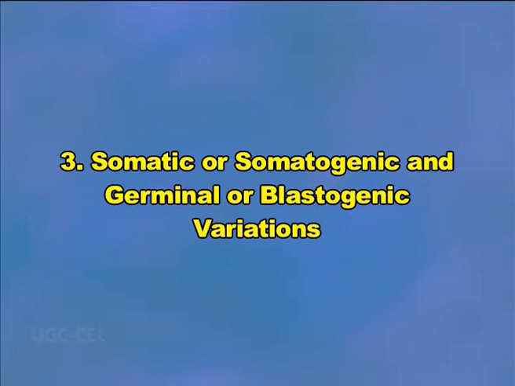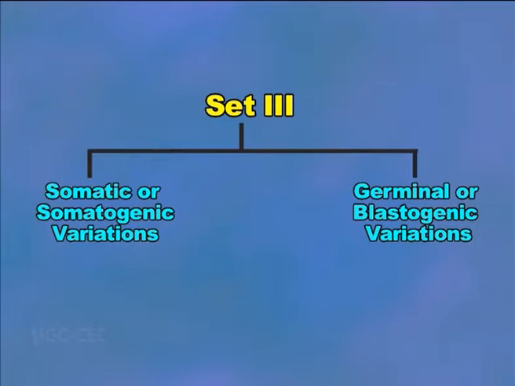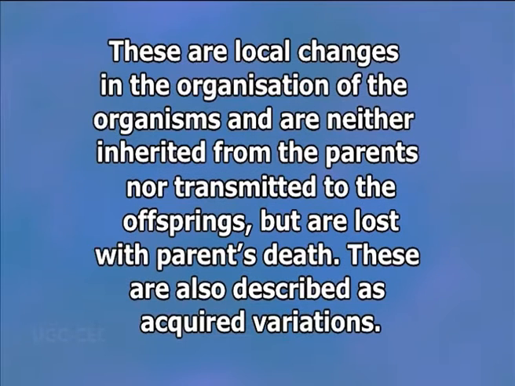Studying the last set of variations, that is somatic or somatogenic and germinal or blastogenic variations. The somatic variations are caused by the direct influence of the environment upon the body of the organisms. These are local changes in the organization of the organisms and are neither inherited from the parents nor transmitted to the offsprings, but are lost with the parent's death. These are also described as acquired variations.